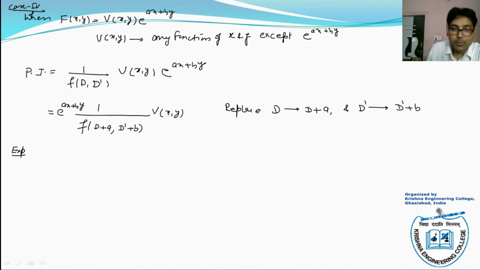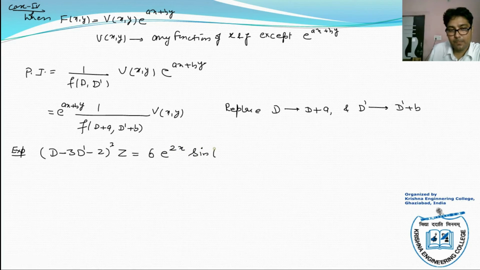Now we learn this whole process with the help of an example. Now we take the example (D minus 3D' minus 2) cubed z is equal to 6 e to the power 2x sin(3x plus y). Clear?